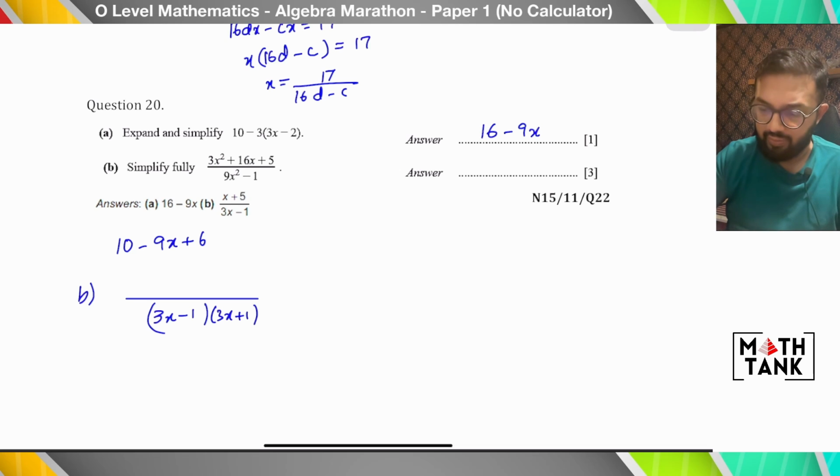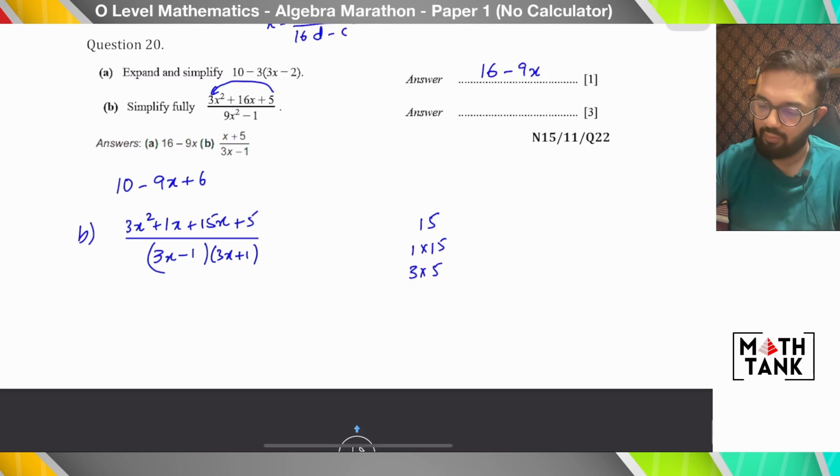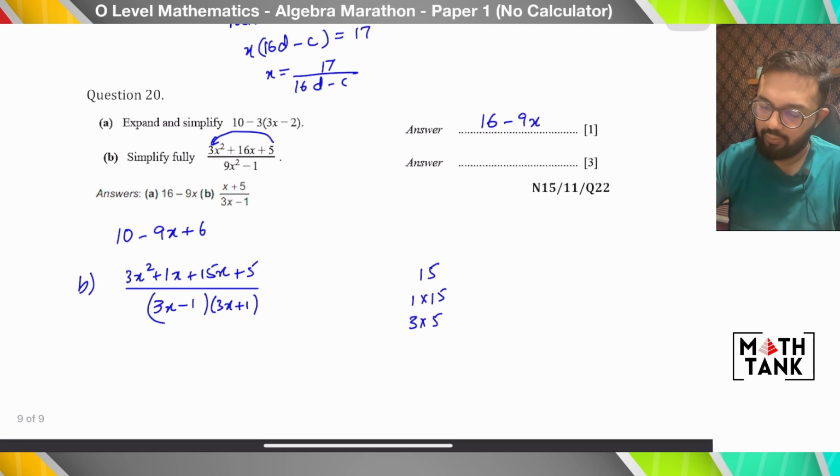The numerator has a quadratic expression, so I'm going to have to do the working that I do for breaking the middle term. So I'm breaking up 16. That's 1 into 15, and I think that gives me 16. So I don't really need to make more factors. That's 3 into 5. I'm just going to say 3x squared plus 1x plus 15x plus 5. So what's common in the first two? 3x. What's common in the other two? 5.